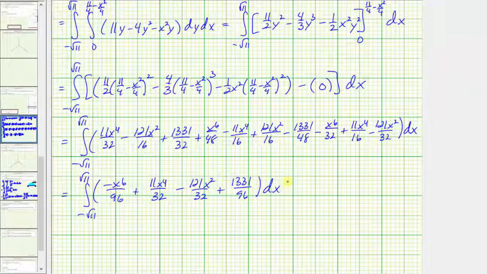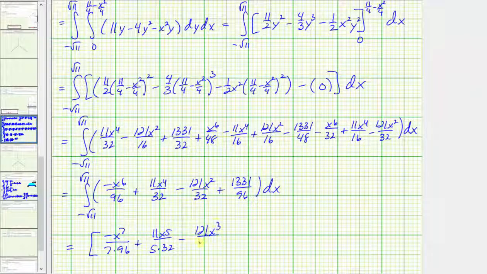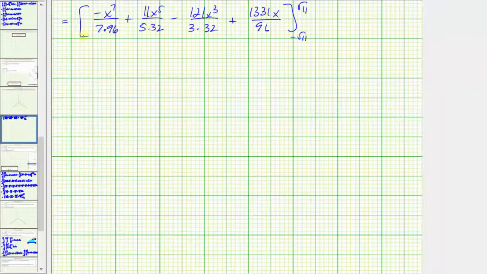And now we need to integrate with respect to x. So here we'd have negative x to the seventh divided by 7 times 96 plus 11x to the fifth divided by 5 times 32 minus 121x to the third divided by 3 times 32 plus 1331x divided by 96. And now we need to find big F of b minus big F of a by performing substitution for x. Of course, we could simplify these denominators. Let's go ahead and do that first.